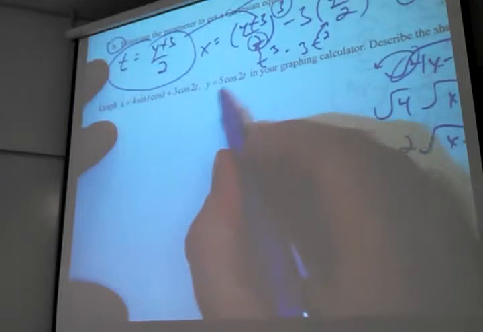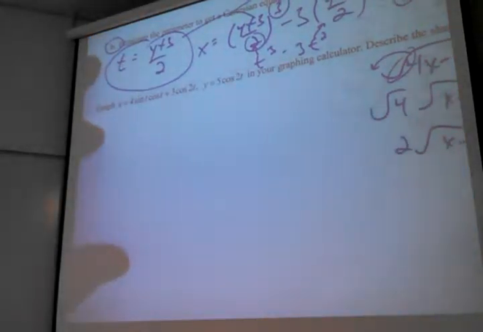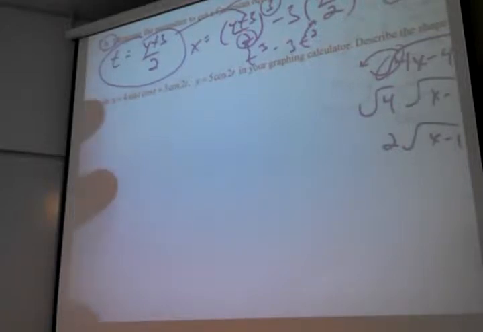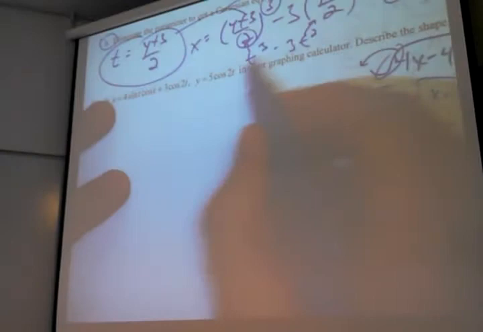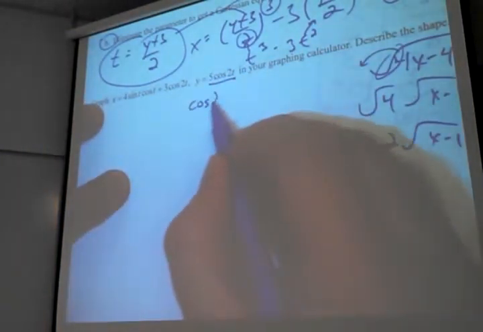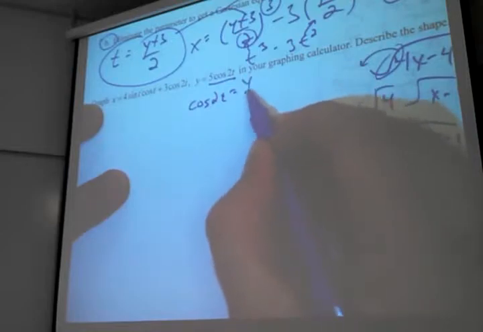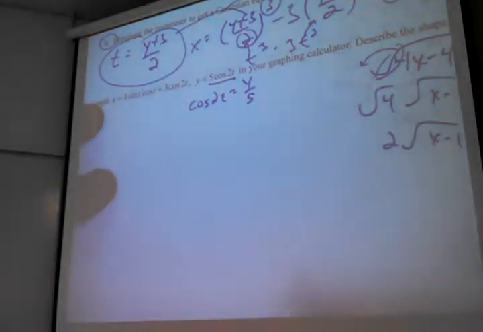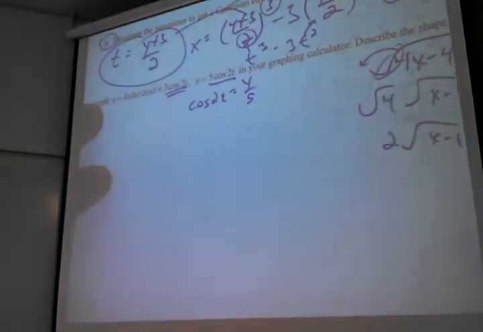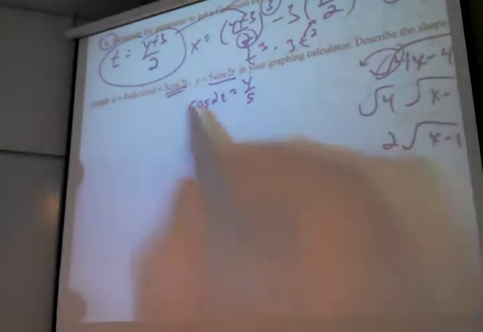Can you guys see how to eliminate the t? Do you want to solve for t? No, please do not do that. But look here. If y is 5 cosine 2t, then cosine 2t is y over 5. And so right here I could put cosine 2t times 3. So the only part that's a little weird, of course, is this one.